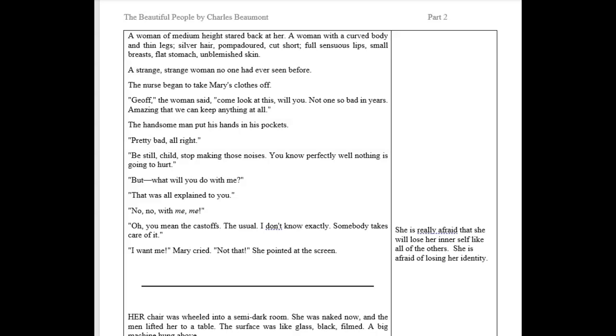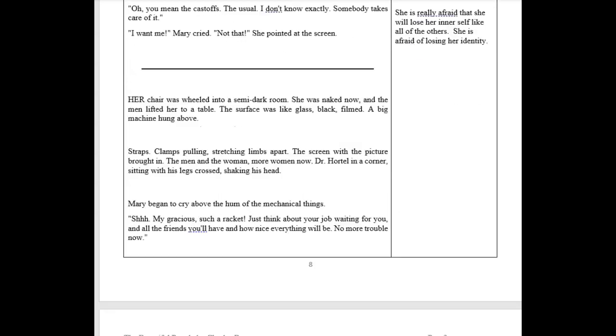So at this point, she's really afraid that she's going to lose her inner self, like all of the others, and she's afraid of losing her identity. And she asked, so what do you do with the rest of me, meaning the parts of her that they take away? And she's like, oh, somebody takes care of it, whatever. But before that, the nurse calls another doctor or orderly or someone into the room, and they're making fun of her. They're removing her clothes and they're making fun of her because she doesn't look like everybody else. And she still wants to be her own person.